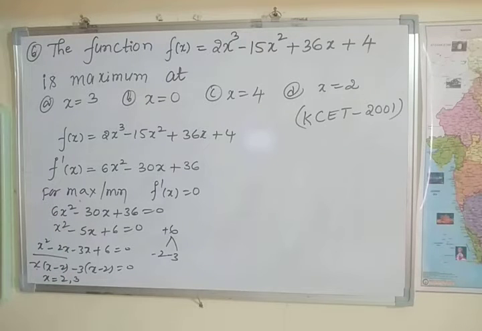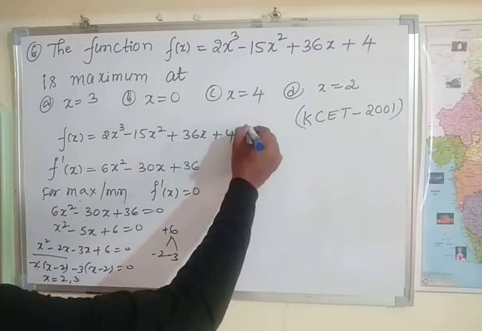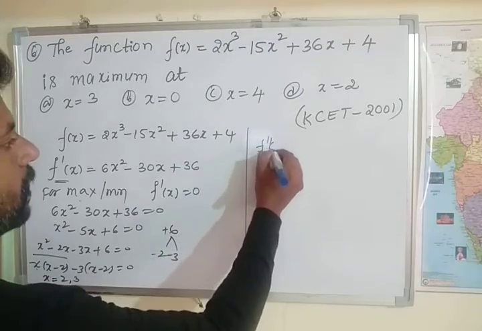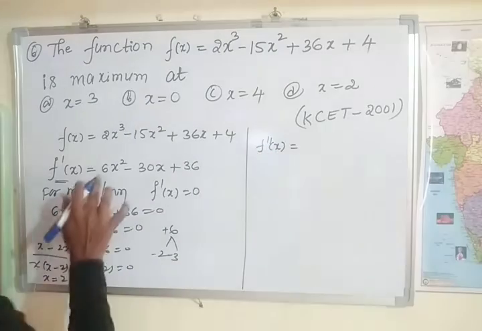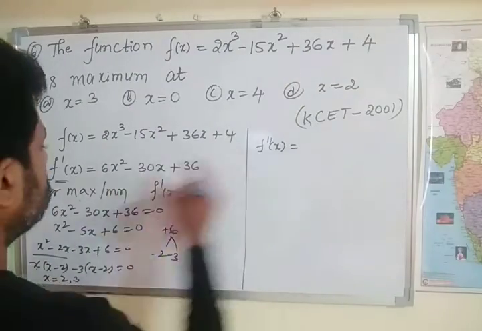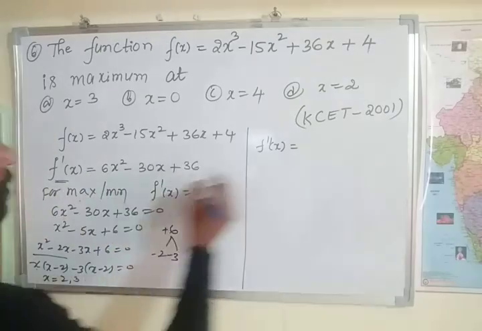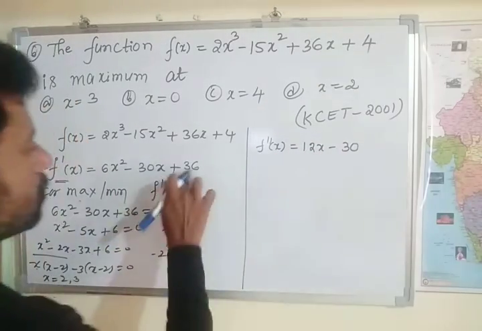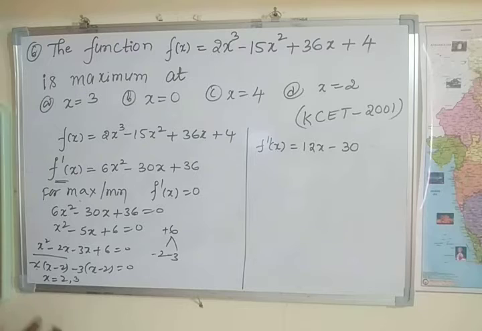Now to find the maximum value, we have to find one more derivative, f double dash of x. F double dash, the second order derivative, is the derivative of 6x square, which is 6 into the derivative of x square, 2x. 6 into 2, 12x minus 30, the constant term is 0. Now check the result at x is 2, and another one at x is 3.